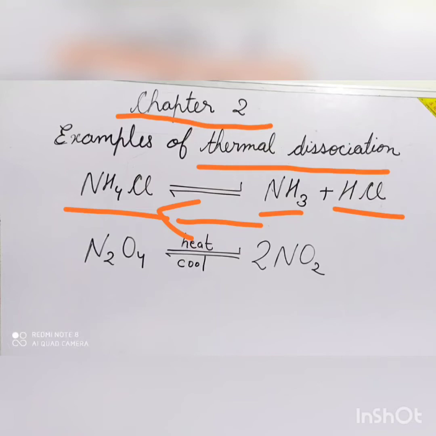Another example, on heating, nitrogen tetroxide changes to nitrogen dioxide, a reddish brown gas. On cooling, nitrogen dioxide changes into the original compound nitrogen tetroxide.